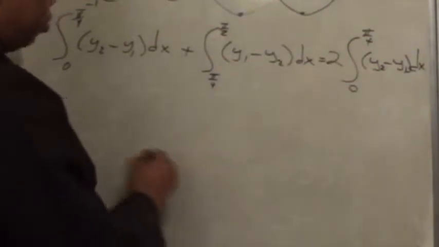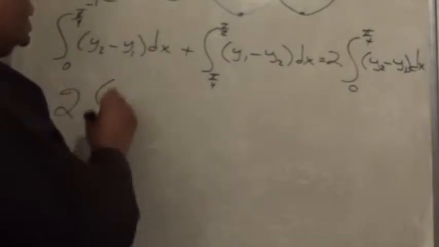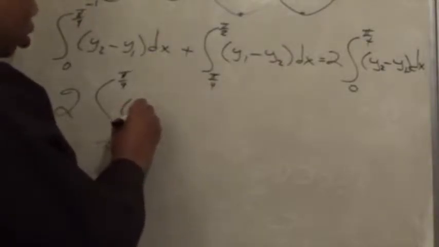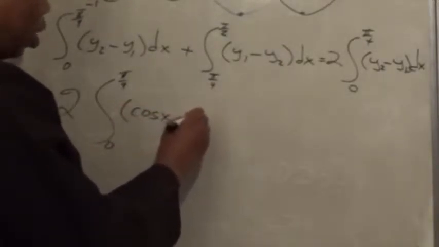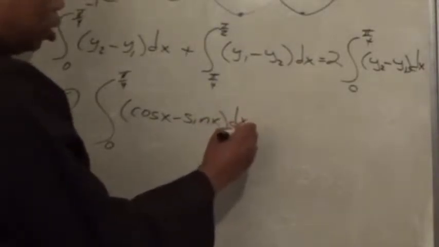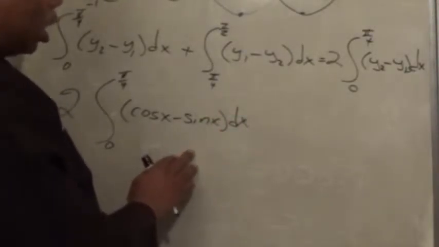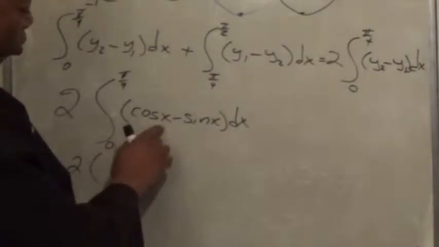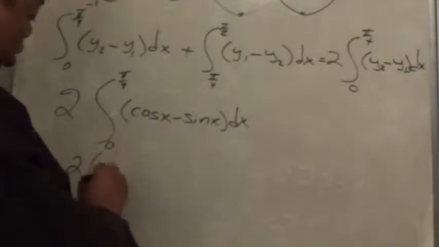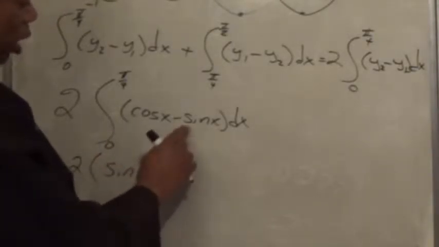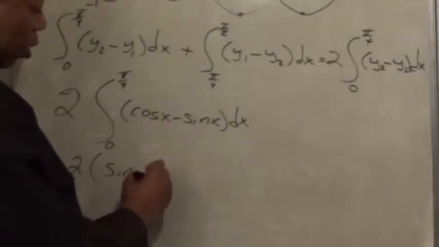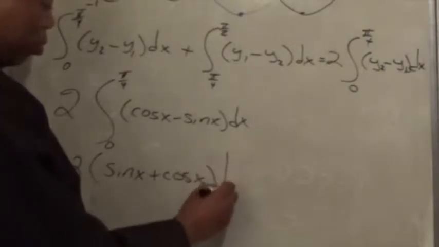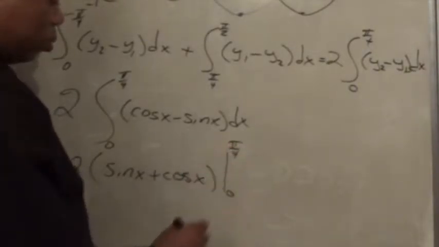Okay, so let's solve that. It's 2, integral from 0 to pi fourths, y2 is cosine x minus y1, which is sine of x, all dx. We'll take an antiderivative of this, and this will be 2 times the antiderivative of cosine, which is sine of x. The antiderivative of sine of x is negative cosine x, giving us a positive cosine x here. And that'll be from 0 to pi fourths.